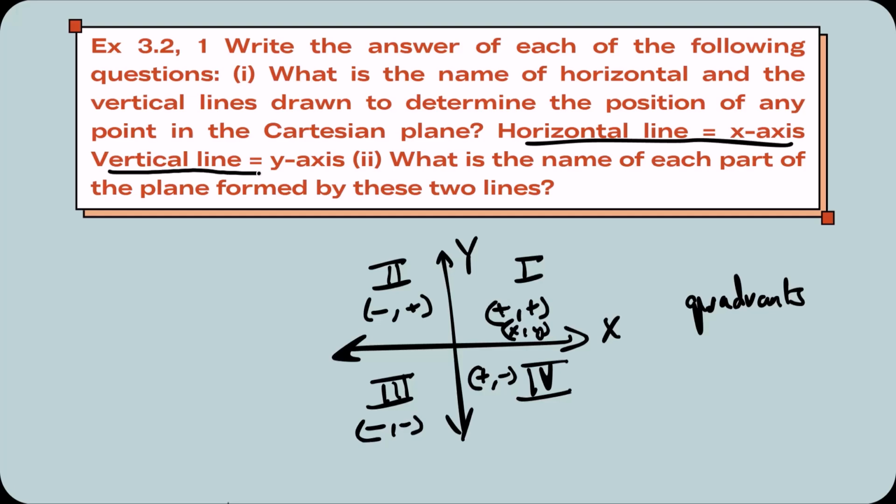We write it as x comma y. X is what? The x coordinate. Y is what? The y coordinate. And x is what? The abscissa. And y is what? The ordinate.